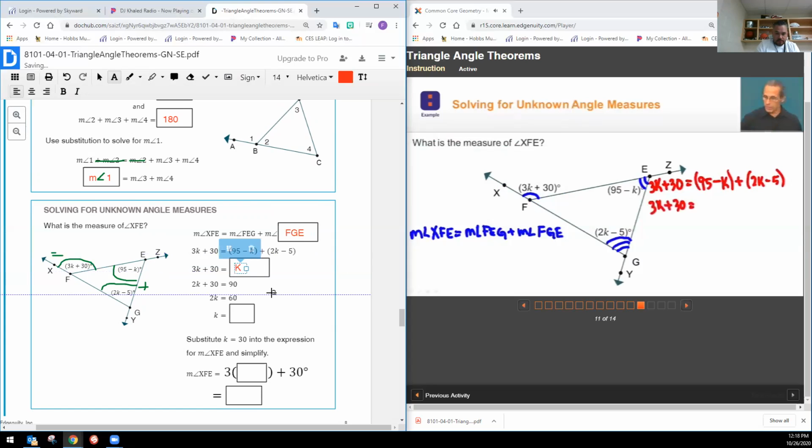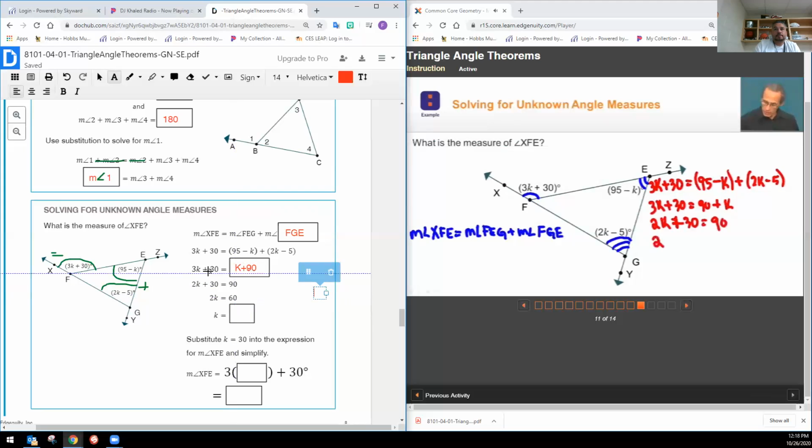Is equal to 95 minus 5, which is 90. Negative k plus 2k is plus k. Well, let's go ahead and solve. Let's subtract the k from both sides of the equation, leaving 2k plus 30, and that's equal to 90.